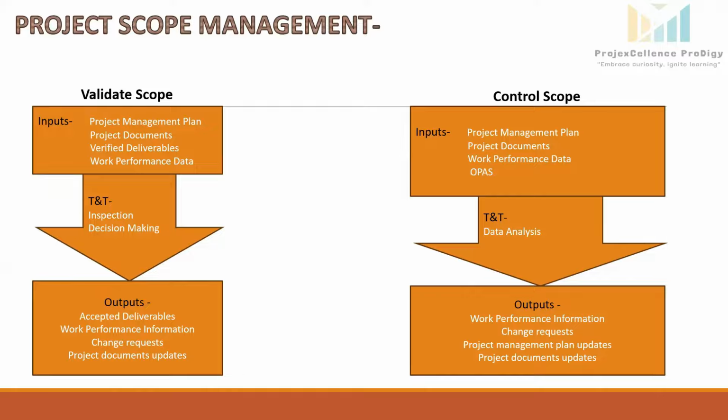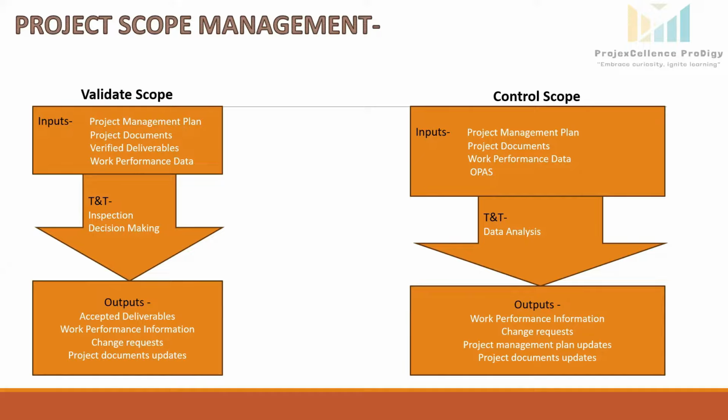Trend analysis examines the project performance over time to determine if performance is improving or deteriorating. The outputs of this process: work performance information, which provides detailed information on scope performance, including deviations and trends. For example, a report showing whether the installation of solar panels is ahead or behind schedule.